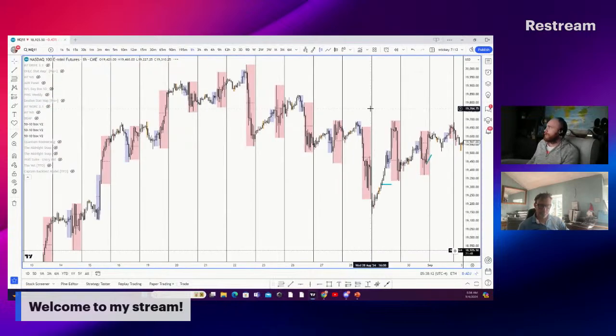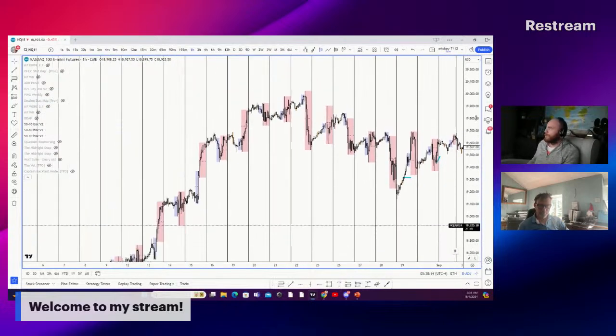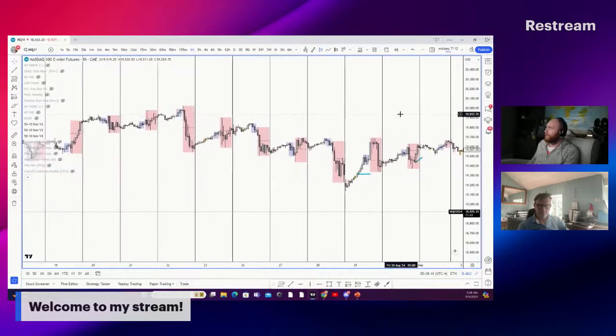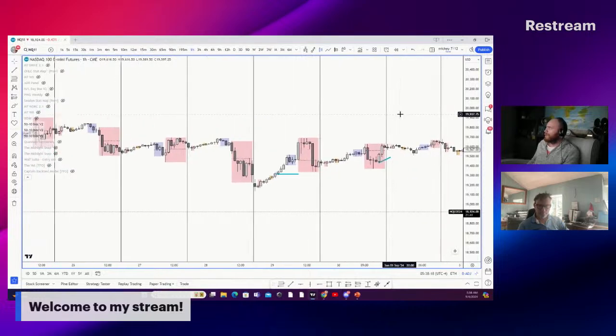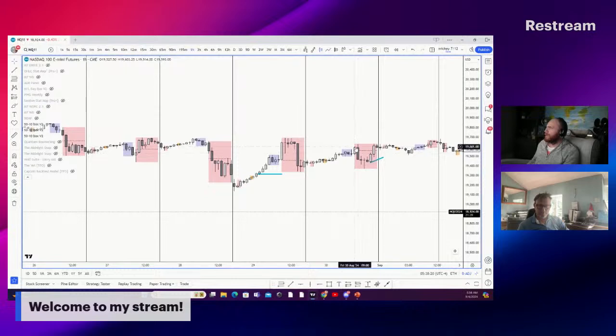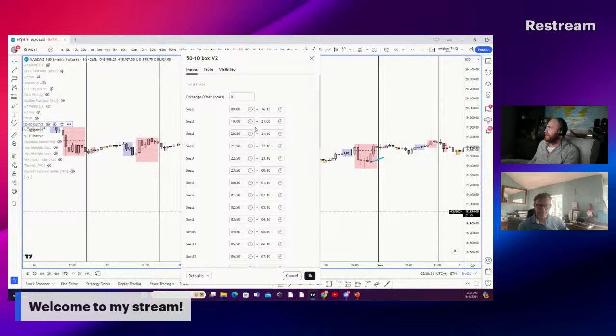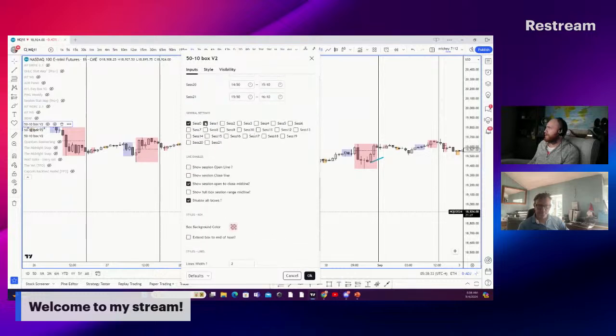So looking at my chart, and this is just a simple example, right? We know that this is from 9 o'clock to 1600. This red box is from 9 o'clock to 1600. And let me turn off one of the sessions. There we go.